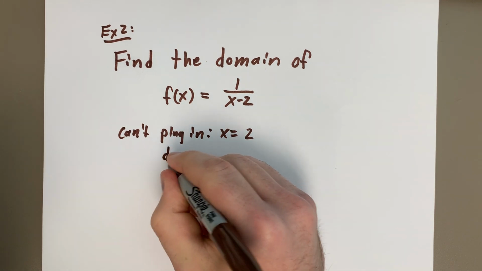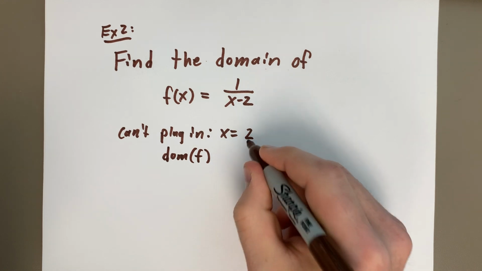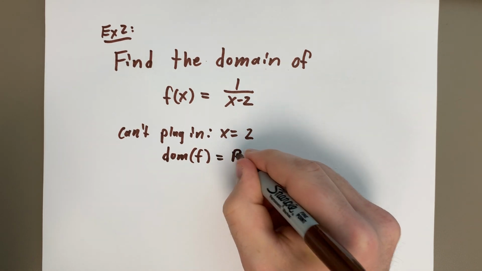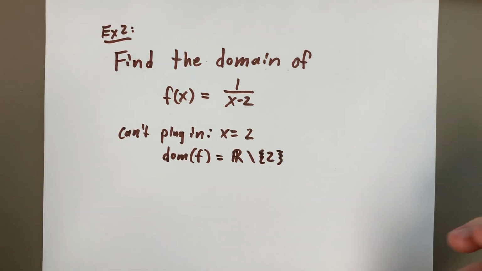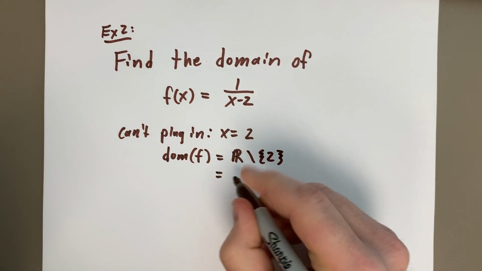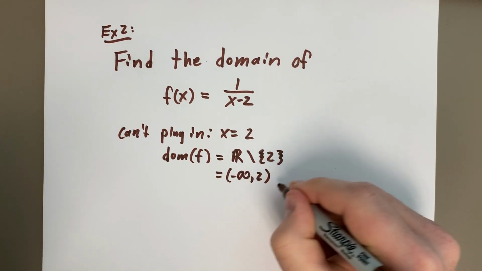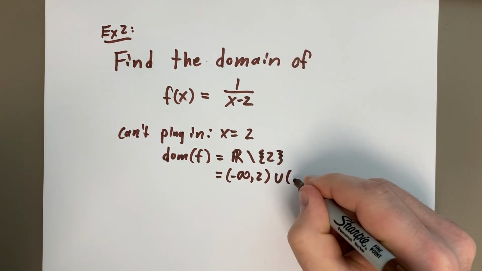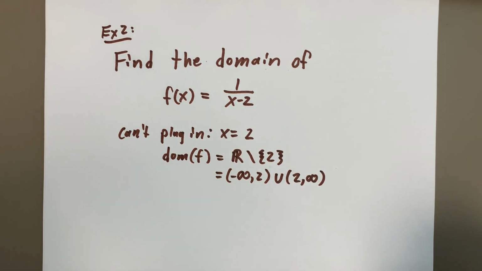So the domain of f is everything but 2. So I'll write all real numbers minus the set containing 2. Or another way, using bracket notation, from minus infinity to 2, not including 2, so the round bracket. And then we go from 2 to infinity, also not including 2. In which case, that is the domain of this guy.